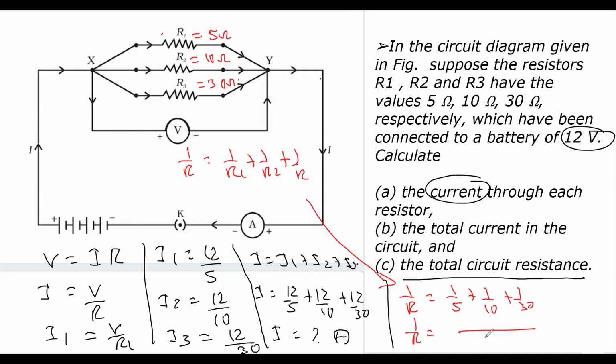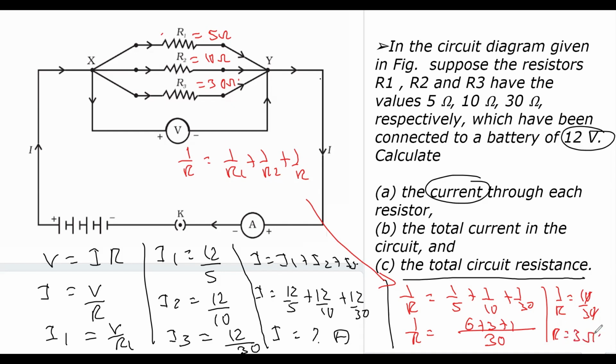Now I take LCM as 30. 6 times, 3 times, and 1 times. So 1 over R is equal to 10 over 30. So on reducing, it's coming how much? 3 ohm. Yeah, that's on reciprocating, right? So R comes out to be 3 ohm.